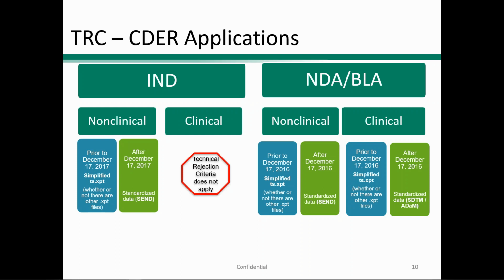Reminder, the TS data set's prime purpose is to let the agency know about the start date. So if your non-clinical study started, the study director signed it on December 18th, 2017, then you need to submit send data. If they signed it on December 16th, 2017, then they still want to see that simplified data set.